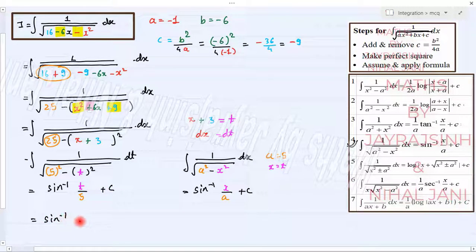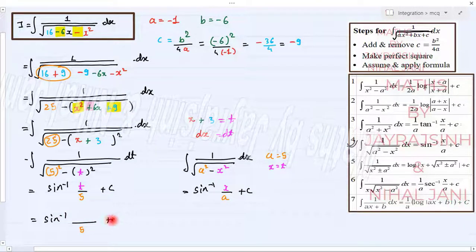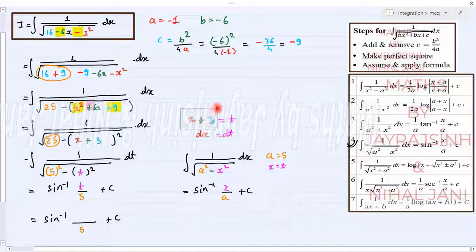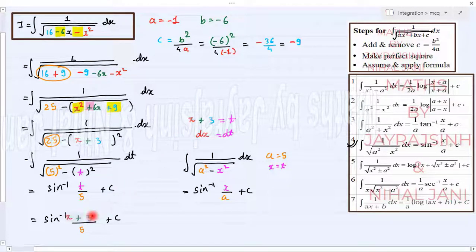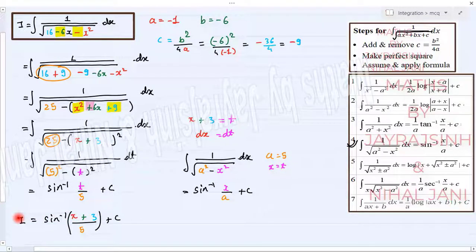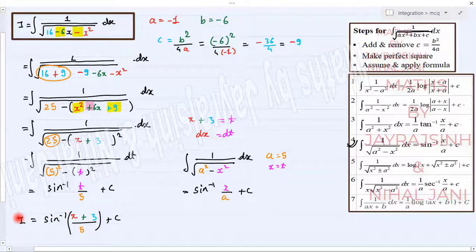Now to get the final answer, we just have to substitute the value of t, which we assumed as x plus 3. So ta-da! We get your final answer.